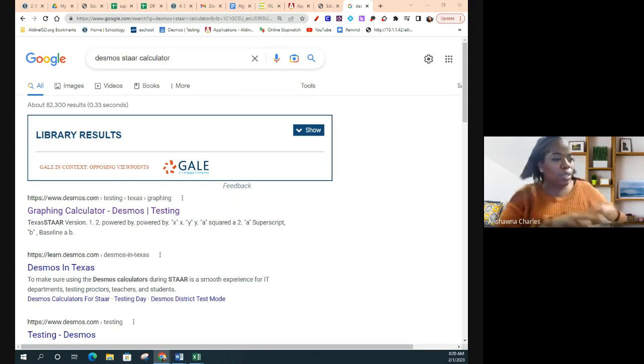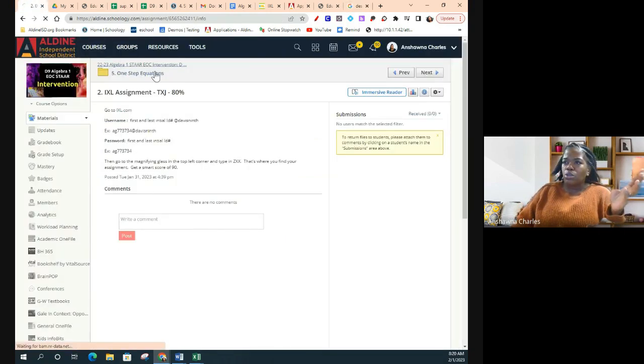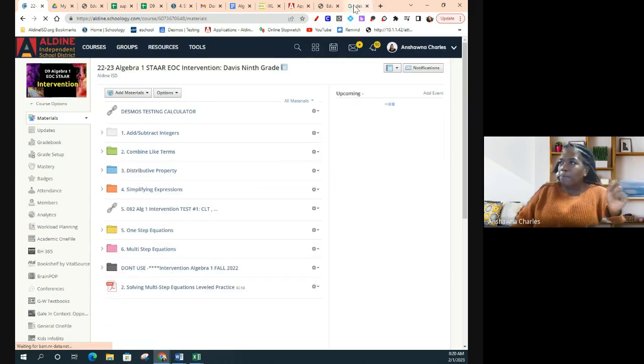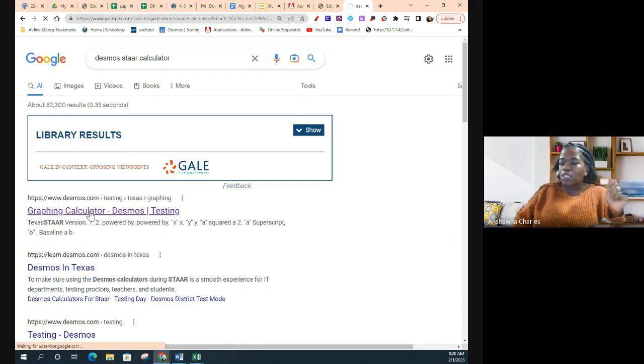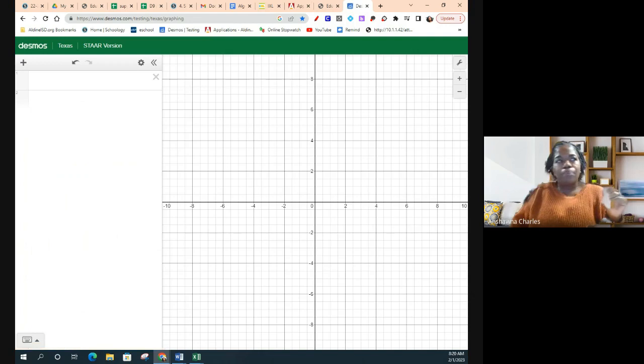So if you're having a hard time or if you want to check yourself on how to solve an equation, this is what you do. Okay. So you are gonna go to Desmos. I just put in Desmos STAAR Calculator and clicked it. And it's also in your Schoology. It should be the first thing in your Schoology at the very top. Desmos testing calculator. But let's say you didn't go that way and you just Googled it. That's fine. Okay. It's gonna come up.